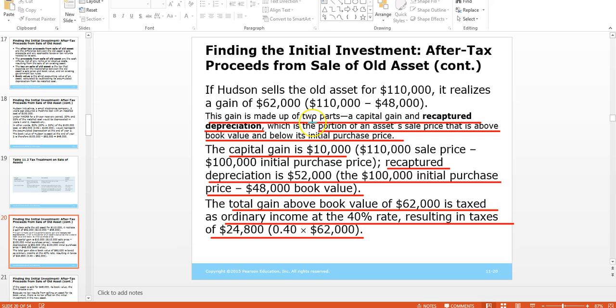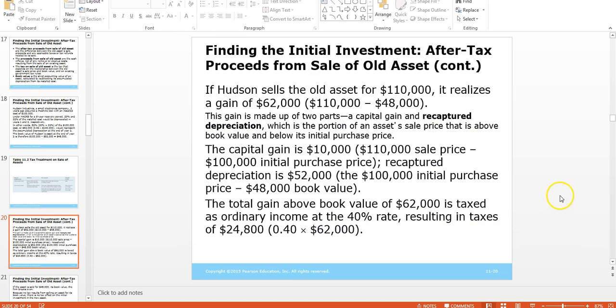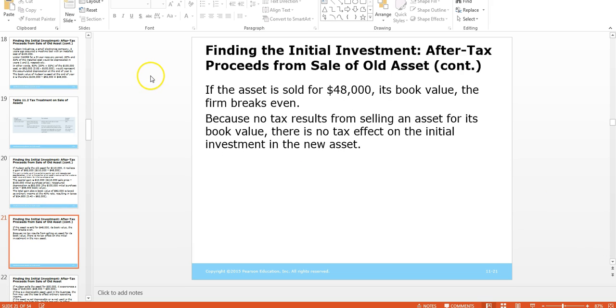$24,800. Now, sometimes the capital gain rate and the ordinary income rate will be different. In this example, they had 40% as the same rate. Okay. So, if you have any questions on it, always feel free to email me. We'll just keep the questions for later chapters. All right. So if the asset is sold at its current book value after depreciation, the firm breaks even. So because no tax results from selling an asset for its book value, there is no tax effect on the initial investment in the new asset.